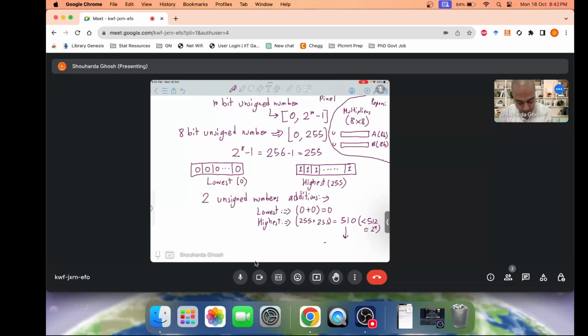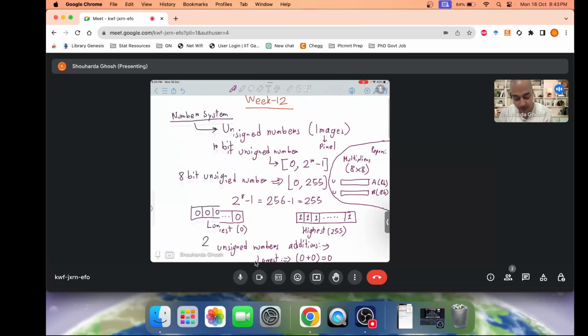So when you add two n-bit unsigned numbers, you will get an n plus 1 bit unsigned number. That's for sure.